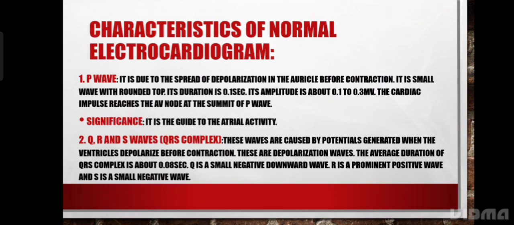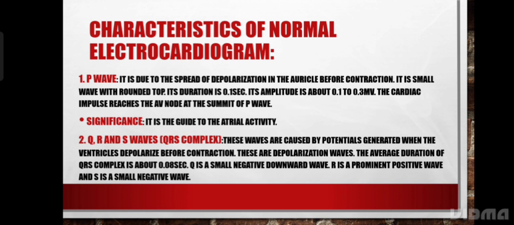Characteristics of normal electrocardiogram. First, P wave. It is due to the spread of depolarization in the auricle before contraction. It is a small wave with rounded top. Its duration is 0.1 second. Its amplitude is about 0.1 to 0.3 mV. The cardiac impulse reaches the AV node at the summit of P wave.